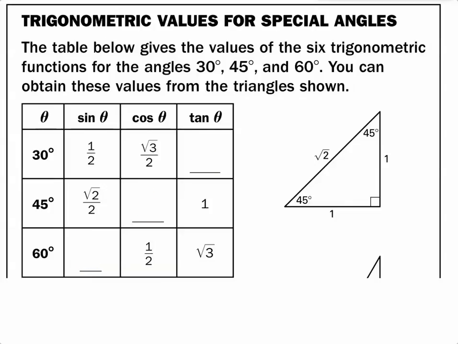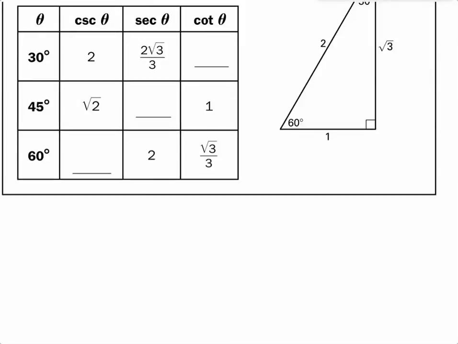Our new friends, cho, sha, and cow, cosecant, secant, and cotangent, are the reciprocals. So for cotangent of 30 degrees, it's the reciprocal of root 3 over 3. It's root 3. For secant of 45 degrees, it's the reciprocal of root 2 over 2, so it's root 2. For cosecant of 60 degrees, it's the reciprocal of root 3 over 2. That one's a little more tedious to figure out, but it ends up being 2 root 3 over 3.